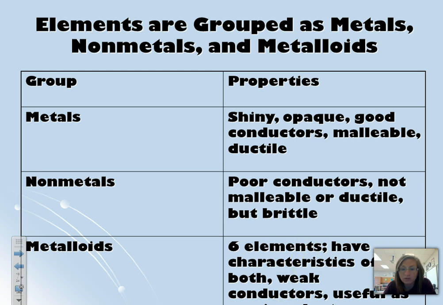Lastly, you have your 6 elements that are considered metalloids. They actually make up a little staircase section of the periodic table that I'll show you in a second, and they have characteristics of both metals and nonmetals. So they're weak conductors, and can sometimes be used as a semiconductor, but not on a regular basis.